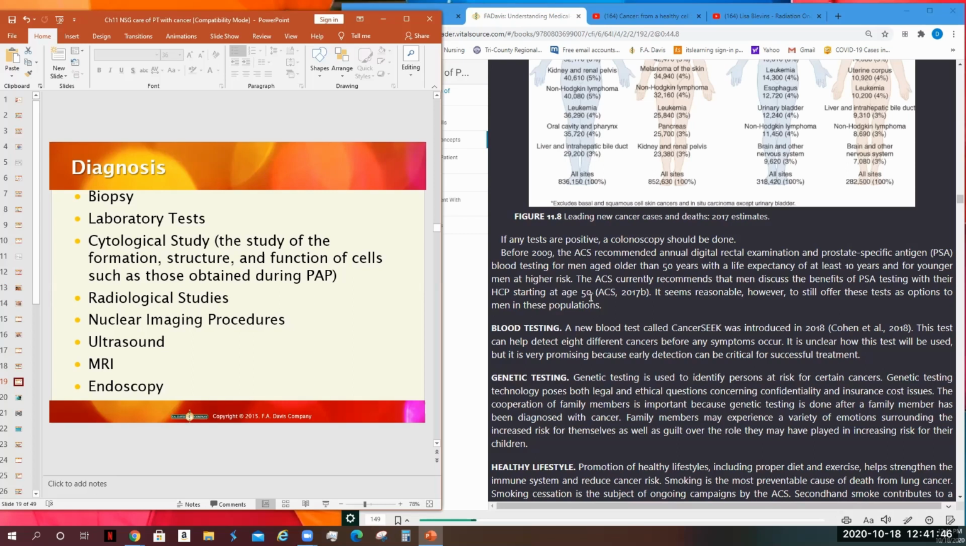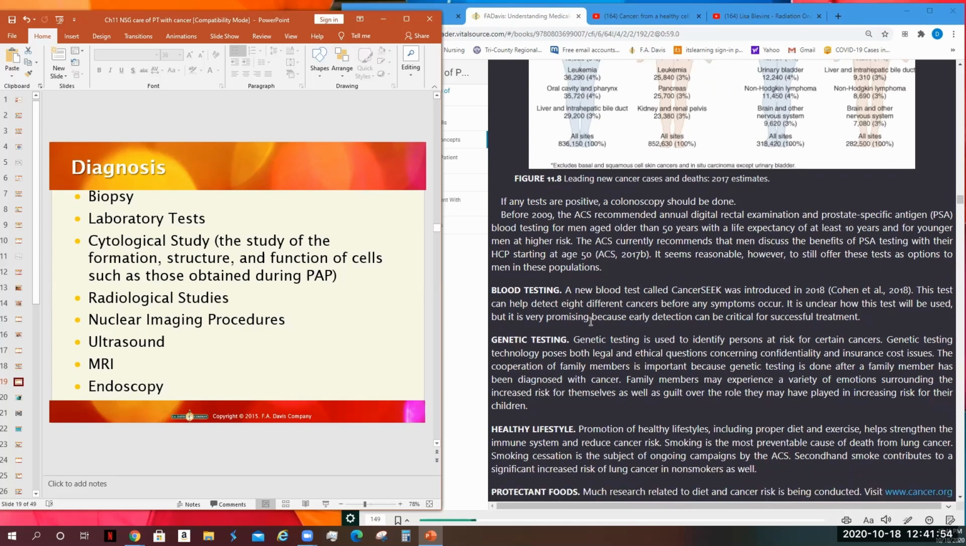Blood testing. A new blood test called CancerSeek was introduced in 2018. This test can help detect 8 different cancers before any symptoms occur. It is unclear how this test will be used, but it is very promising because early detection can be critical for successful treatment.